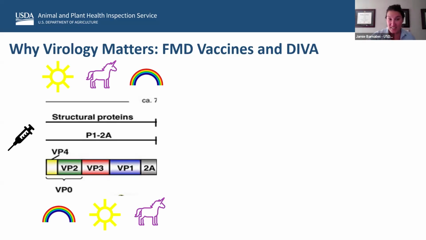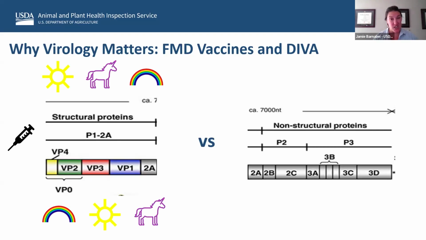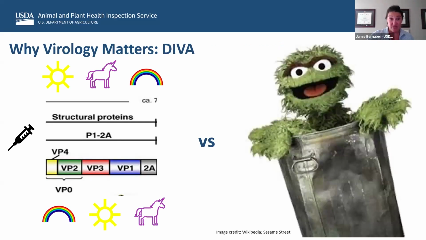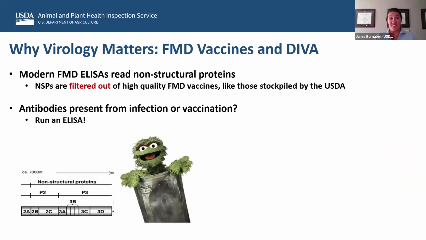And then we're going to contrast that, right, with the rest of the genome, meaning those non-structural proteins. So what are they when we think about it in the context of a vaccine? They're trash. We don't want them in there. Okay, you can take Oscar the Grouch and think of him as non-structural proteins in a vaccine. They don't make the vaccine work better. They actually just confuse the picture for us. So in our modern FMD ELISAs, they're reading non-structural proteins.